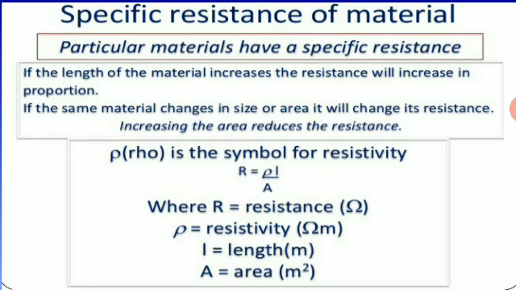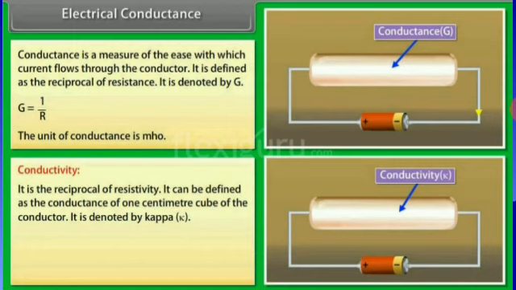Its unit is ohm centimeter or ohm meter. Then there comes conductance. Conductance is the ease with which current flows through the conductor, and it is defined as the reciprocal of resistance. It is denoted by G or capital C. Capital C is equal to 1 by R and its unit will be per ohm.